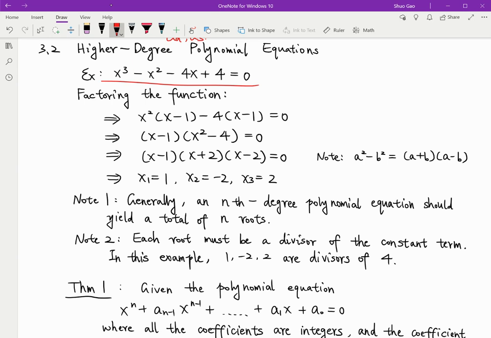So here we have x cubed, right? It's higher than x squared, right? This is called a higher degree polynomial equation if the highest degree of x is larger than or equal to 3. So it's not easy to find a solution, or find the roots, to this equation, right?